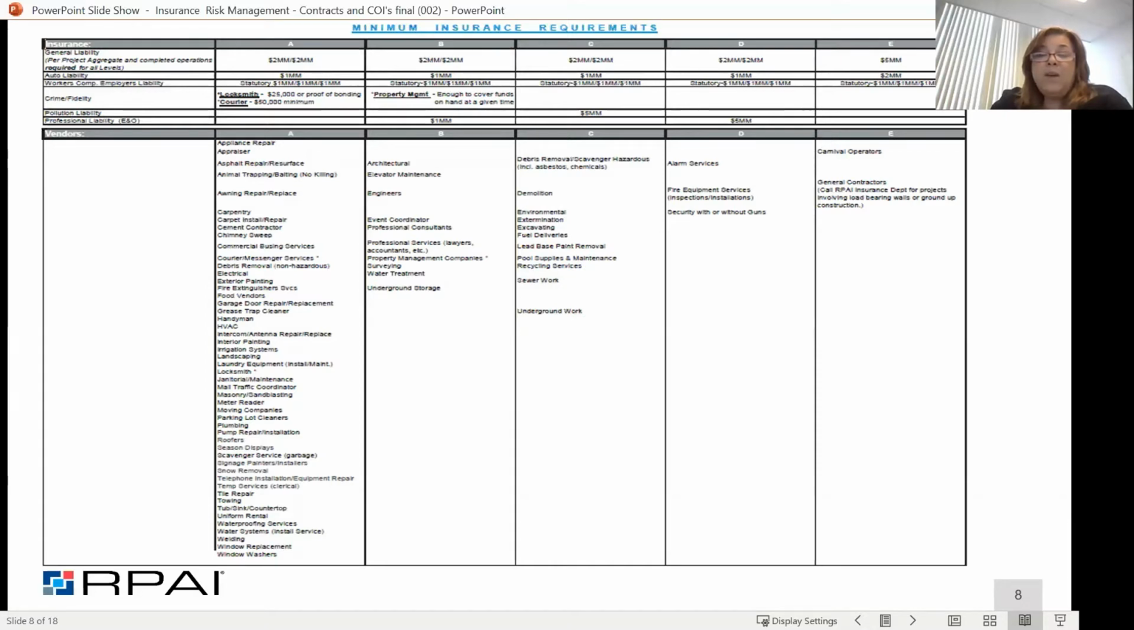At the very end, those are our higher risk, or what we consider the highest risk of the vendor types that we hire. And those are going to be carnival operators and general contractors, and we're going to require them to carry $5 million minimum in general liability. A lot of times now, depending on the carnival operators, I'm requiring a lot more than $5 million. I'm usually requiring around $25 million.